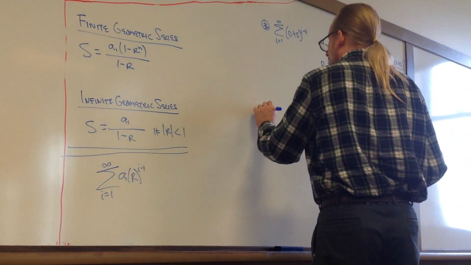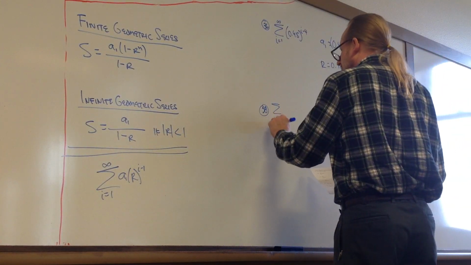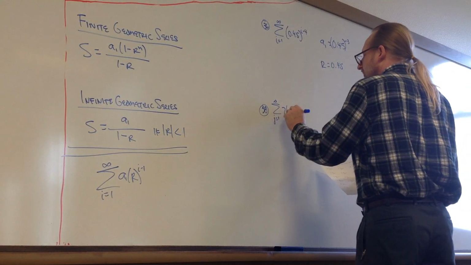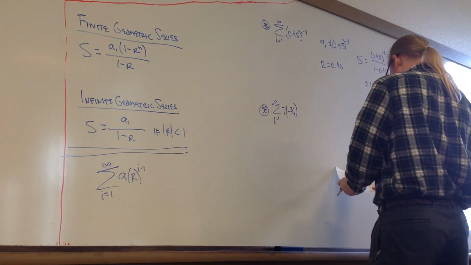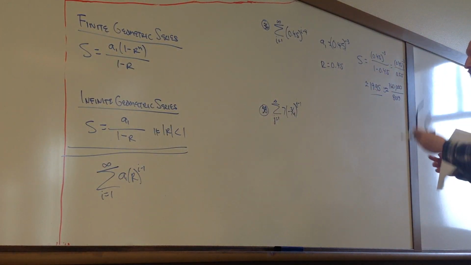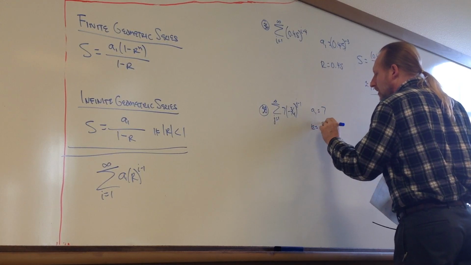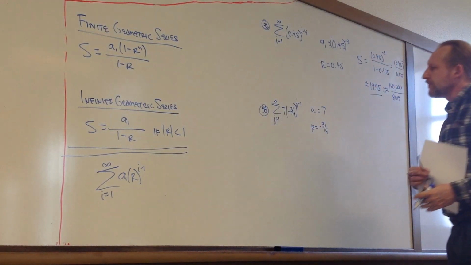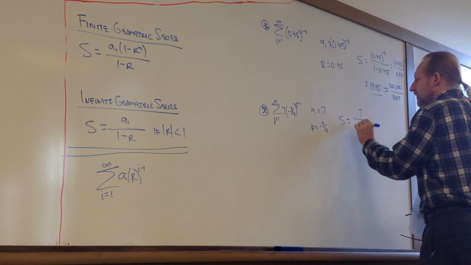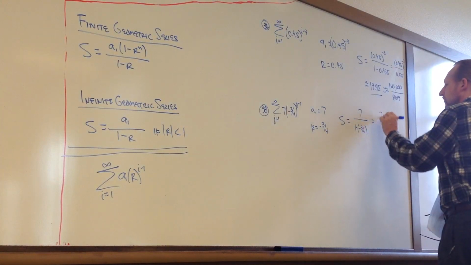38. We've got j runs from 1 to infinity, 7 times negative 3/4 to the j minus 1. So this is standard form. So we've got A1 just equal to 7. Our r in this case is negative 3/4. So let's see, our sum then is going to be 7 over 1 minus negative 3/4.